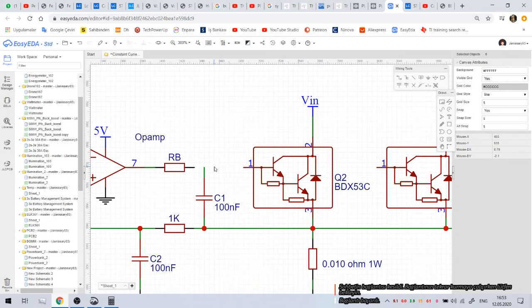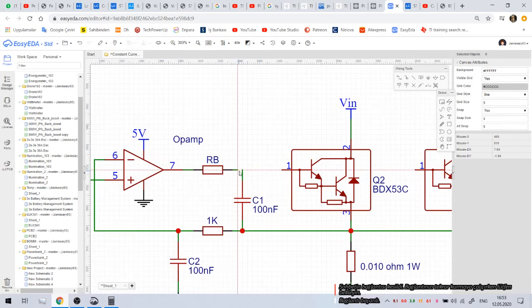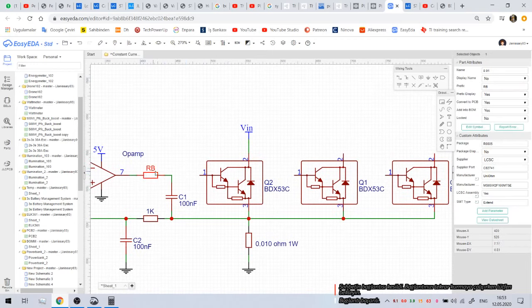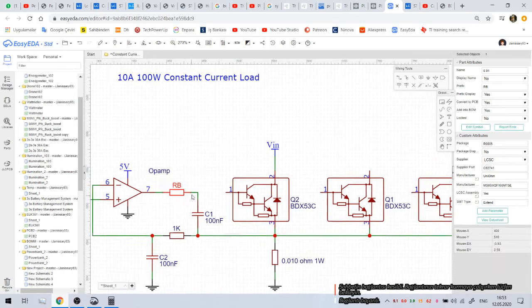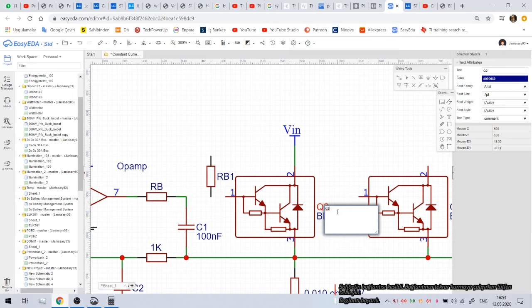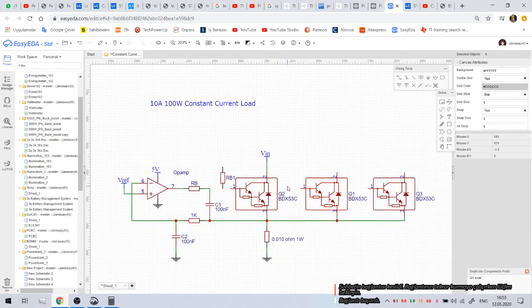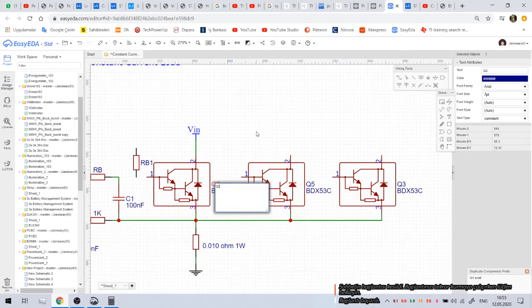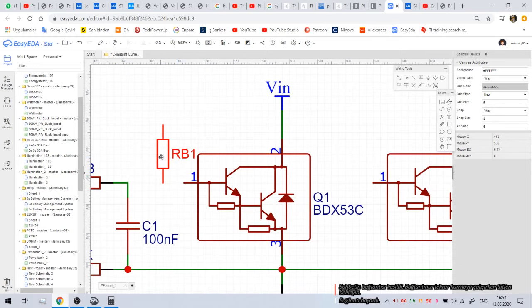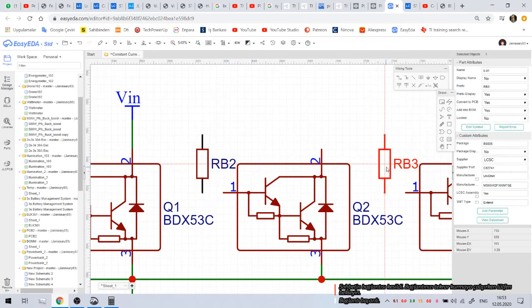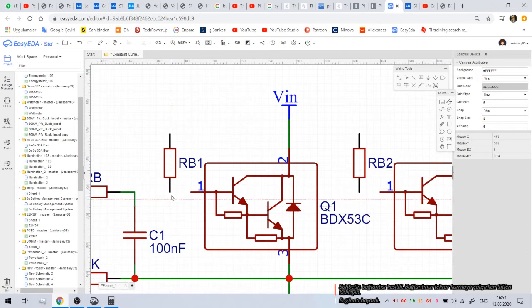But how can we control it now? Yes, I will add RB. This will be Q1. Q1, Q2, and Q3. RB1, RB2, and RB3. Okay.